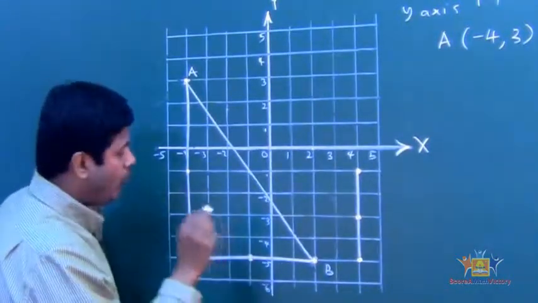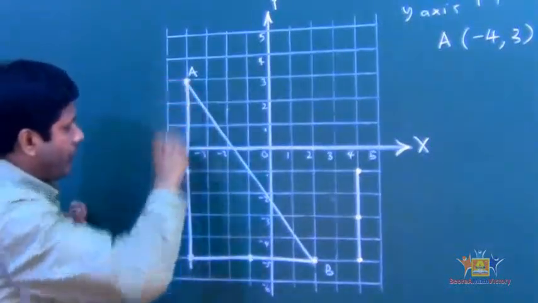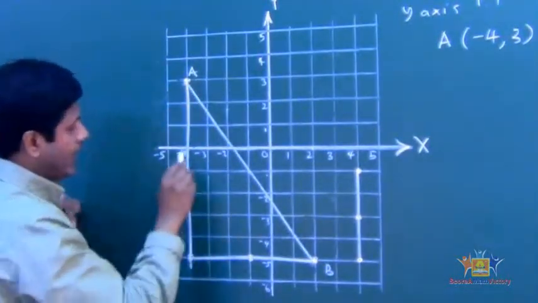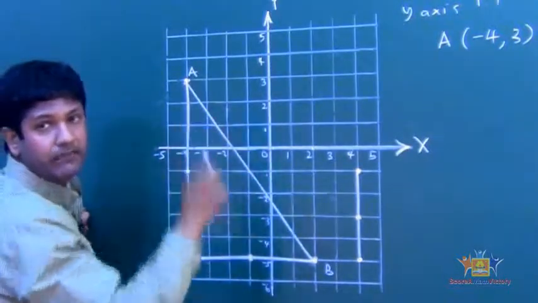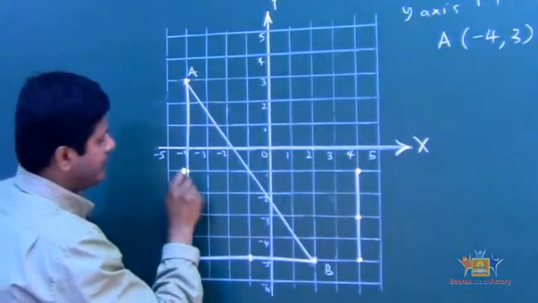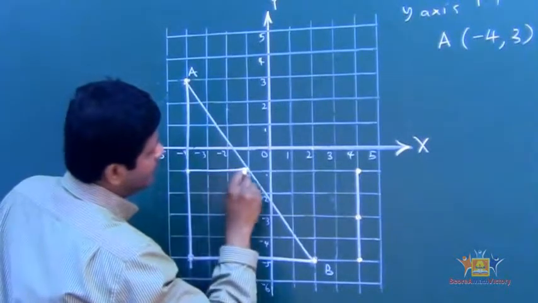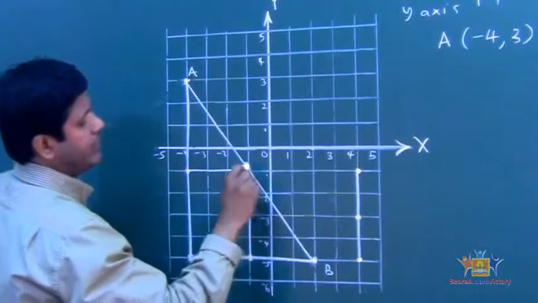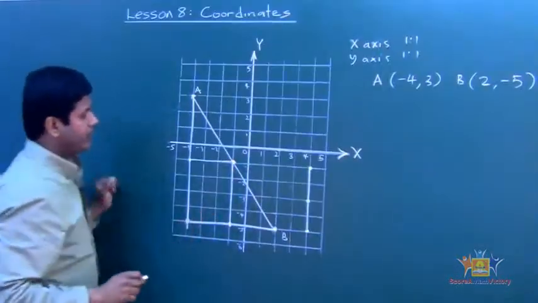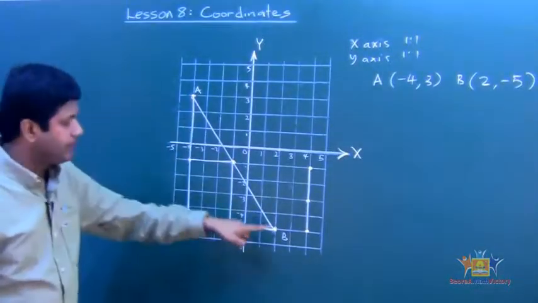So now, once I locate the midpoint for the vertical and the horizontal, I'm going to move this horizontal line and this vertical line until they touch right there. That's your midpoint. That's the midpoint for AB.